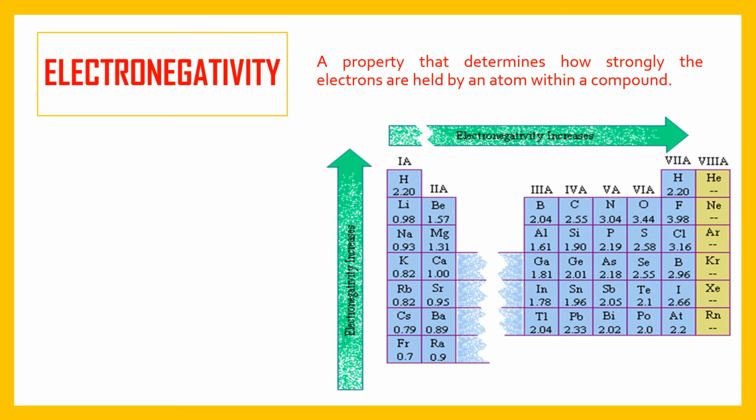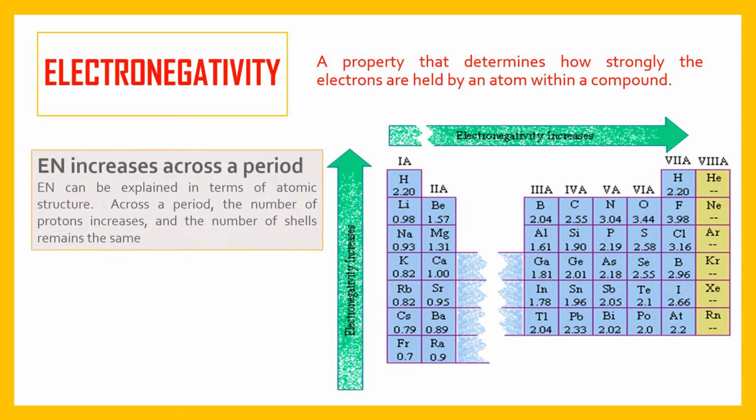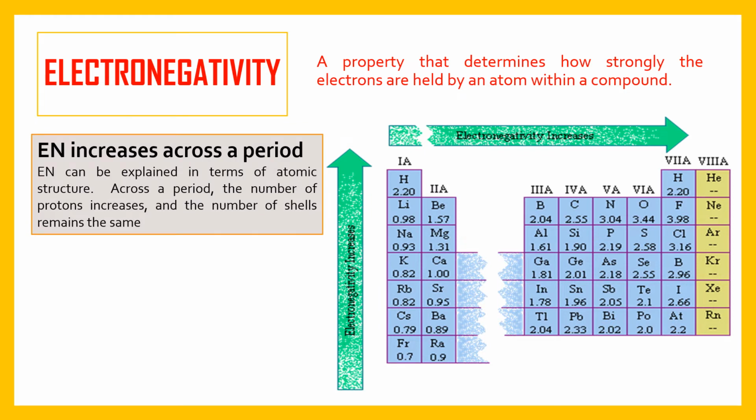Next is electronegativity. Electronegativity is a property that determines how strongly the electrons are held by an atom within a compound. How strongly an atom can bond with another atom within a compound is called the electronegativity. It increases across a period. Why? Because it can be explained in terms of atomic structure. Across a period, the number of protons increases and the number of shells remains the same. Therefore, electronegativity increases across a period.